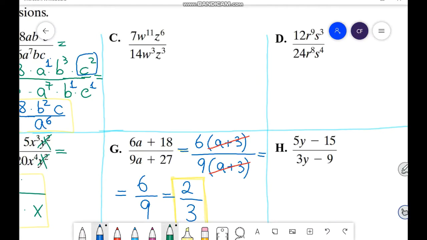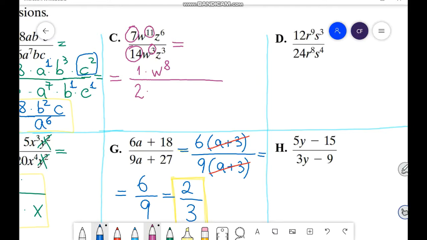Let us see. We have, first check the numbers. We have 7 and 14. And I think we can divide both. 7 by 7 is 1, 14 by 7 is 2. So we have 1 over 2. Now we have on the denominator W 11, and on the numerator, on the denominator W3. The one with the highest exponent is on the numerator, so we keep it on the numerator and we subtract 11 minus 3. 11 minus 3 is 8. Okay?